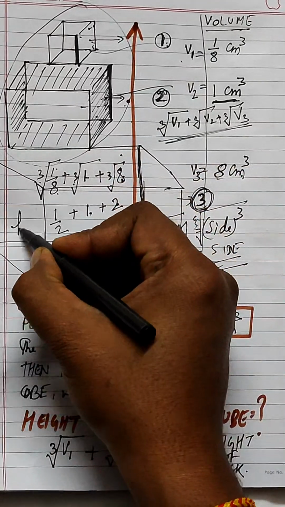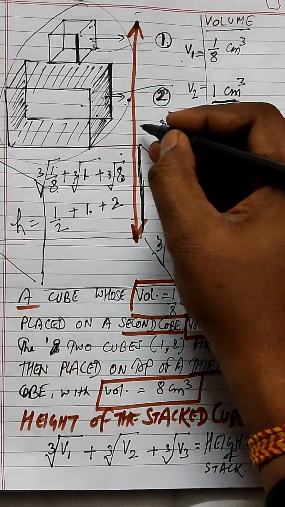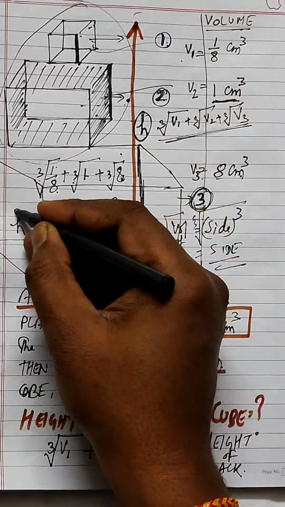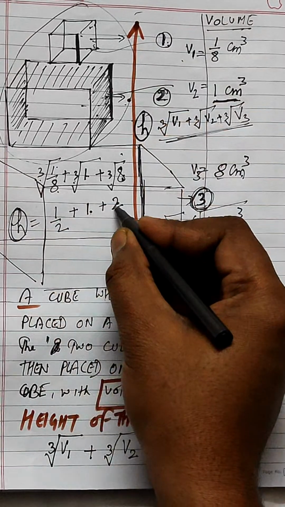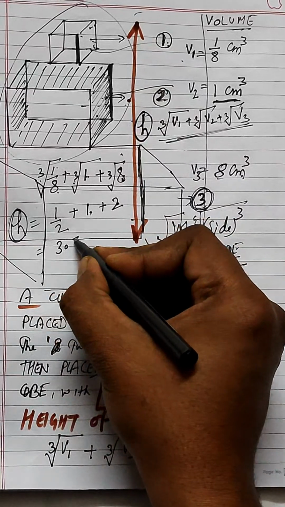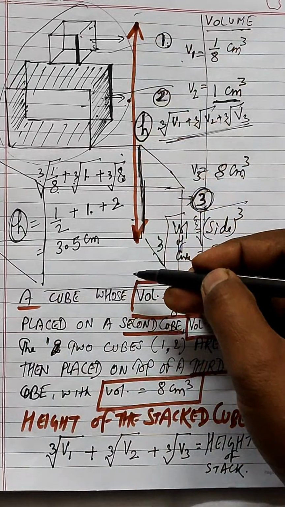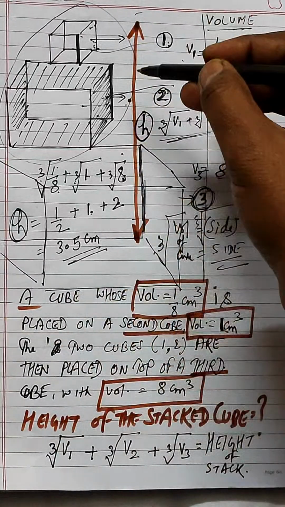So this will be the height of this stack. This is the height of the stack which you are getting. So this is the height you are getting: 1 by 2 plus 1 plus 2. So 1 plus 2 is 3 and 1 by 2 is 0.5. So we can write 3.5 centimeter is the height of this stack. 3.5 centimeter is the height of the stack, right?